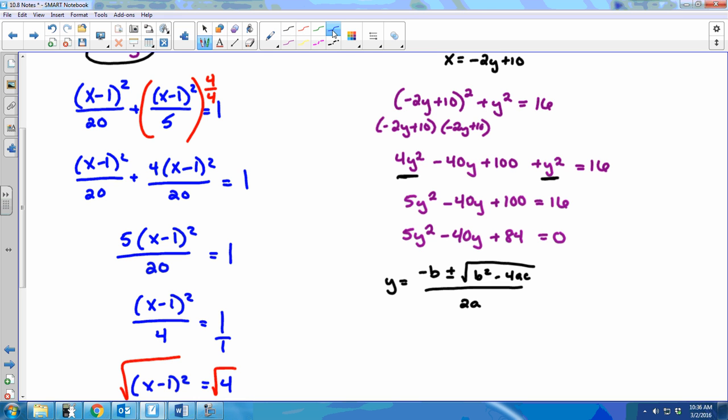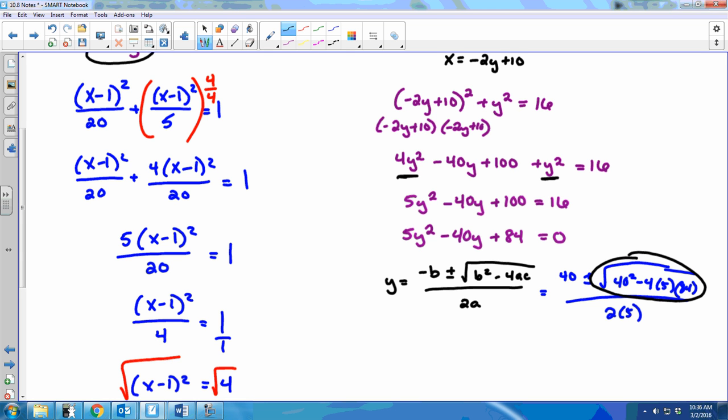So if we did it this way, we would have x equals negative negative 40 plus or minus the square root of 40 squared minus 4 times 5 times 84, all over 2 times 5. You should always do this part first, because it tells you how many solutions there are for the quadratic.